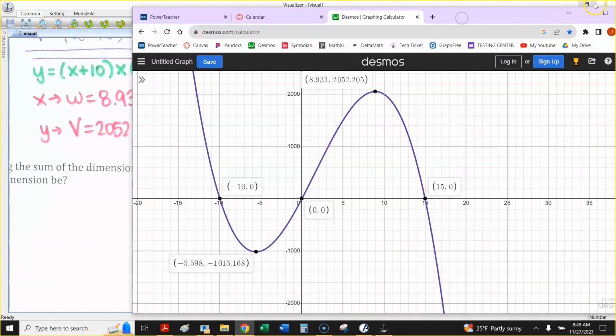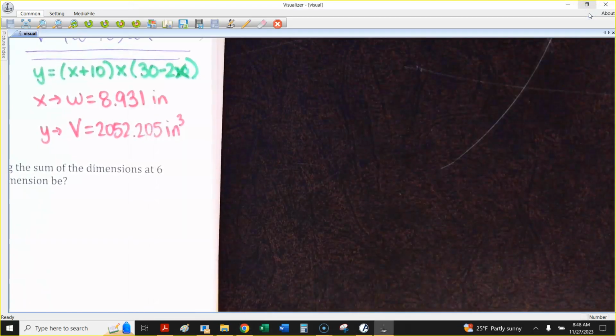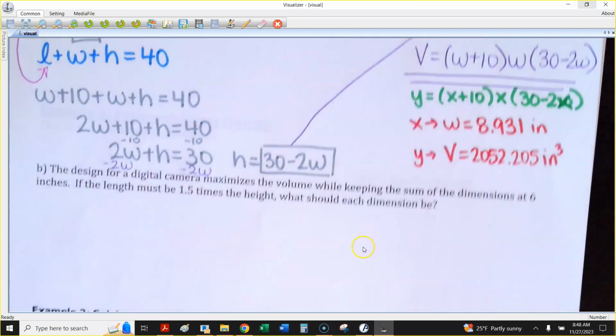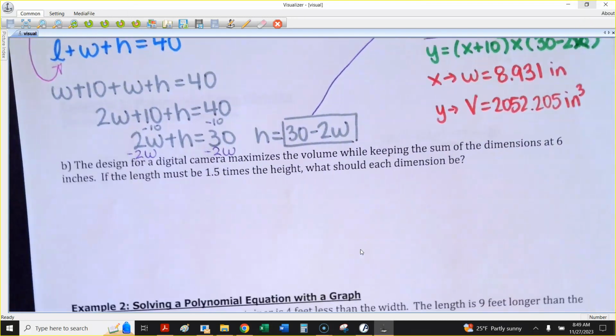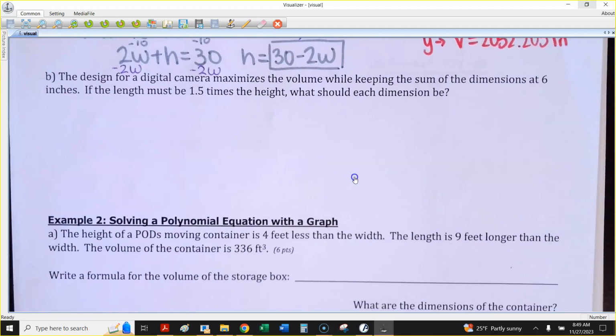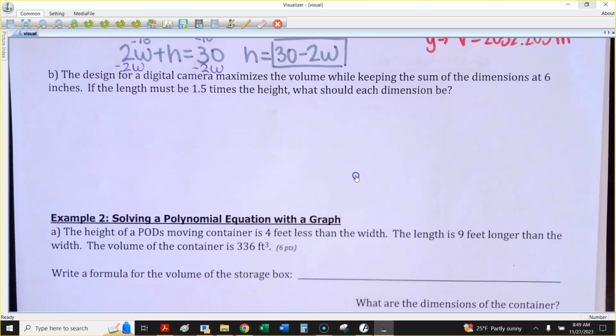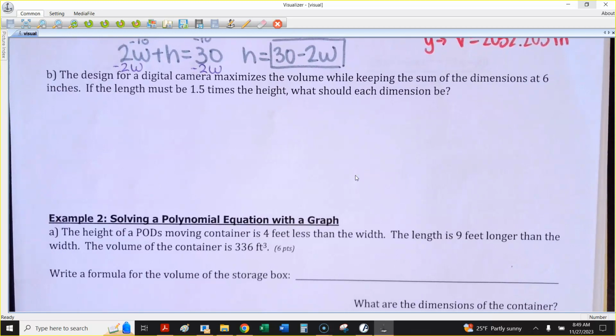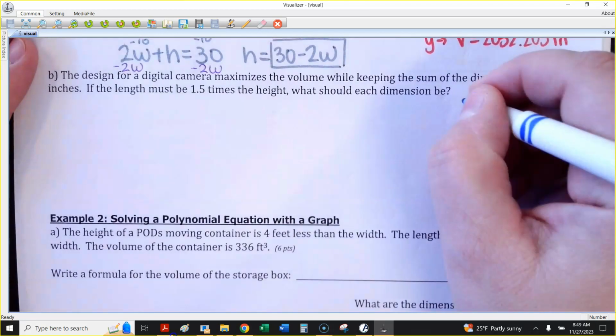Okay, now I have a super similar problem, but a little bit different underneath here. And again, we're just going to go ahead and assume this is talking about a digital camera. It's going to assume that this is a rectangular prism unless it tells you otherwise. So you can just use volume is length times width times height again here.